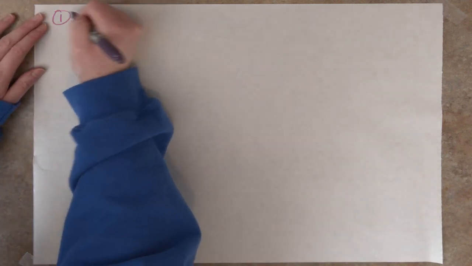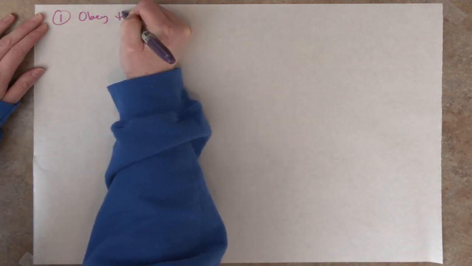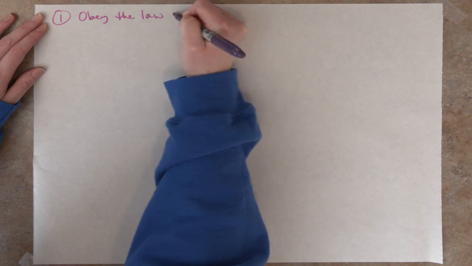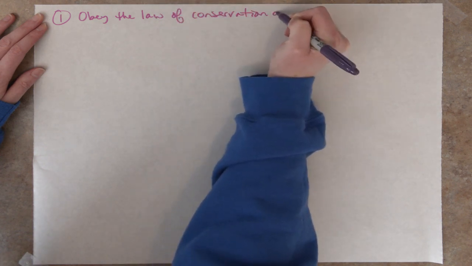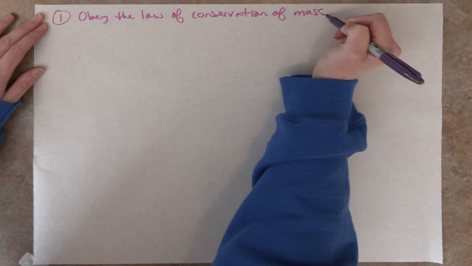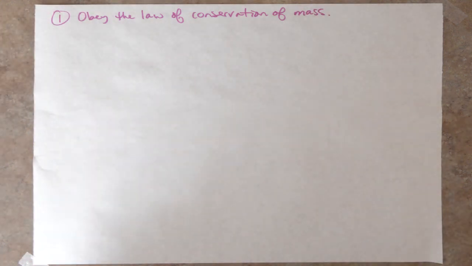So the first thing I need you guys to know is that in my class there are two rules for balancing equations. The first one is obey the law of conservation of mass. This means you are not allowed to create atoms and you are not allowed to destroy atoms.